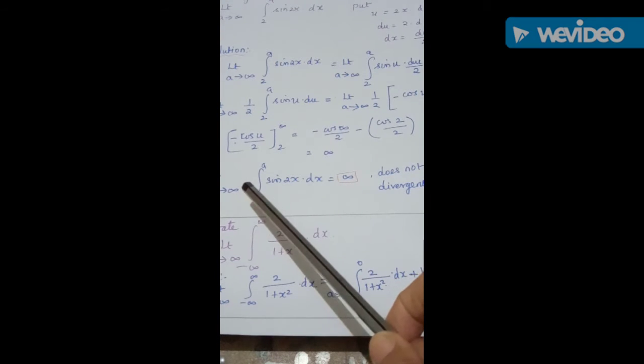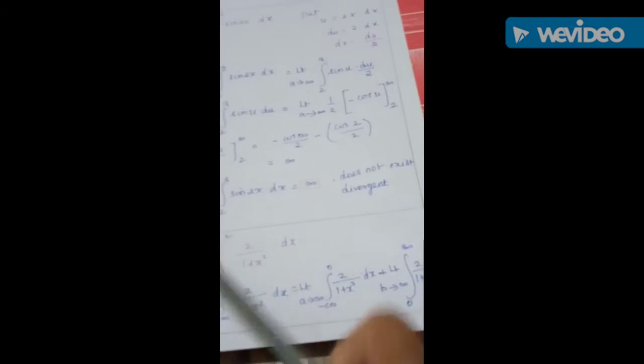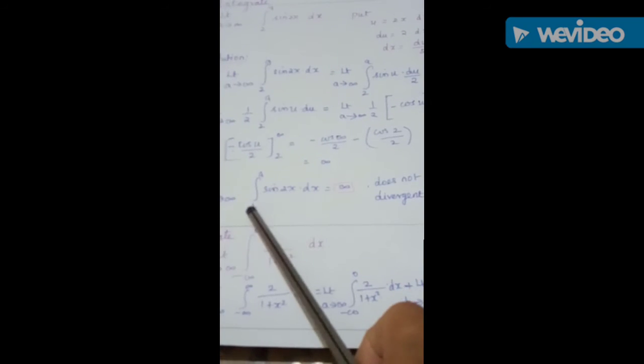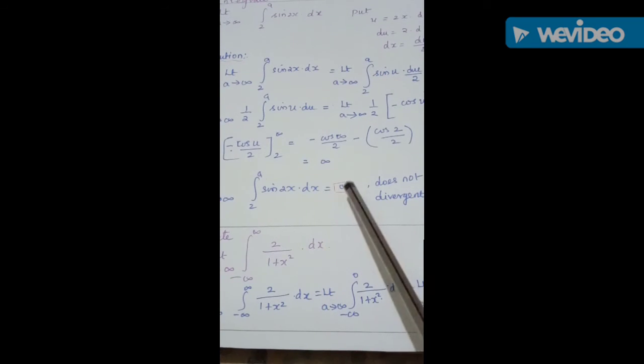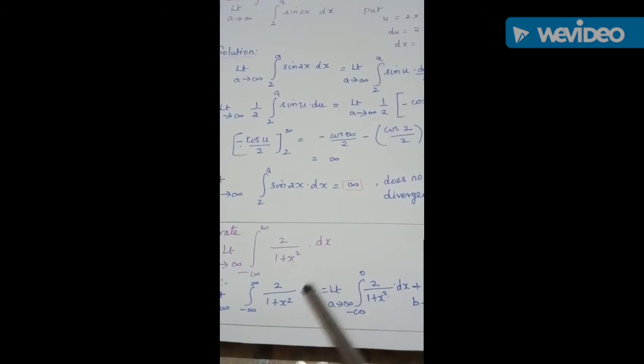Then limit a tends to infinity integral of 2 to a sin 2x dx equals infinity. The value does not exist; it is divergent.